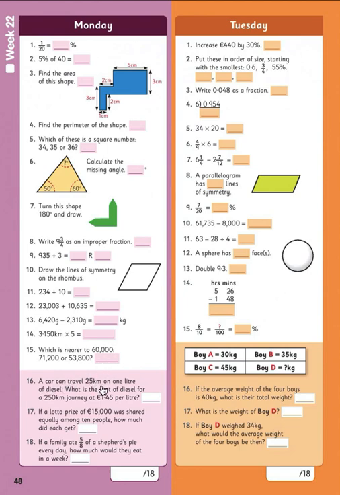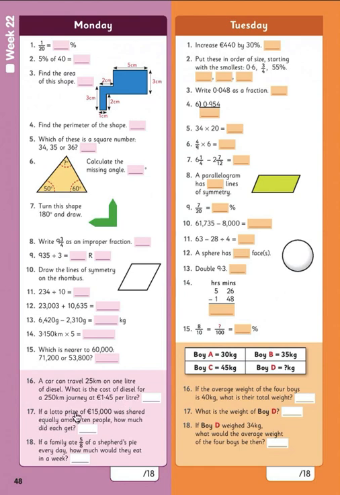A car can travel this much on 1 litre of diesel. What is the cost of diesel for a 250 kilometre journey at €1.45 per litre? So we know that it goes this far for 1 litre. So you want to see how many times this is in this length of a journey, how many 25 kilometres are in this journey. Once you know how many 25s are in this journey, you can see, well, each of those is a litre, and each litre is worth that. So if it goes in 8 times, then you'll know, well, 8 times this is my price.